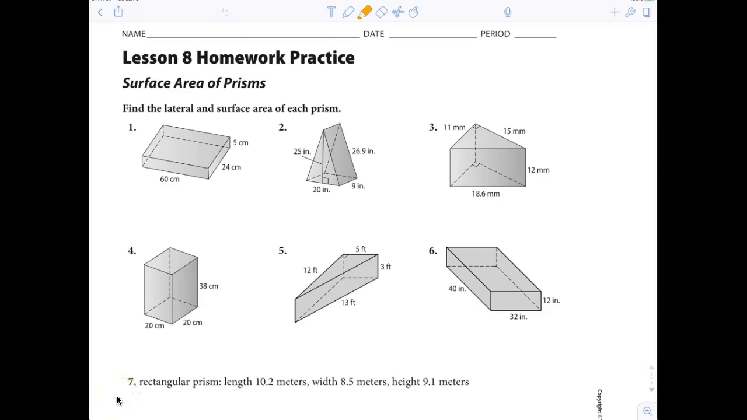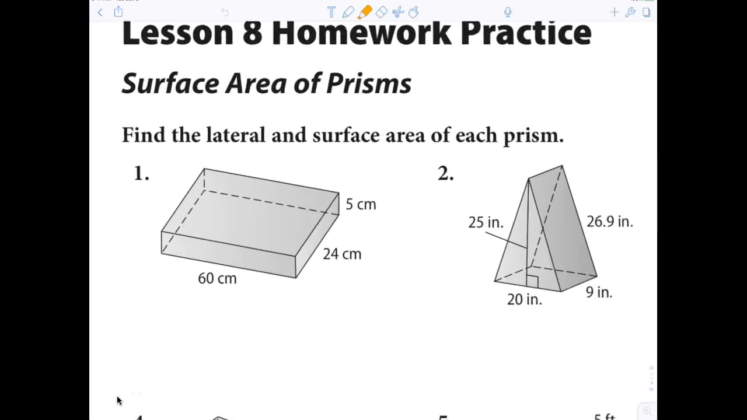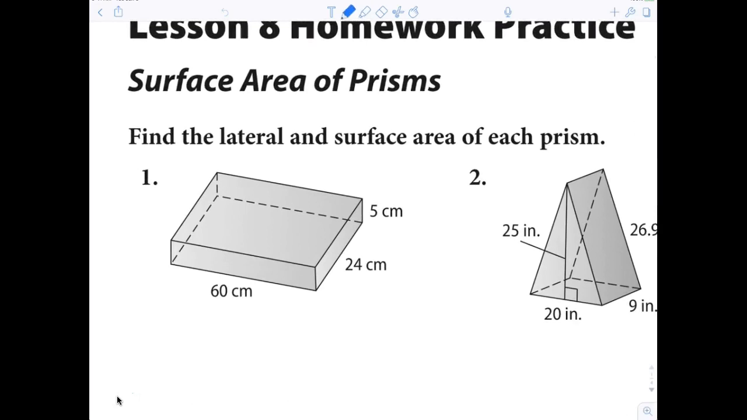All right. So it says, find the lateral area and surface area of each prism. I want everybody to underline lateral, and under lateral, I just want you to put sides. So if I ask you to find the lateral area of this room, you would just tell me the area of all the walls. Is everybody with me? It'd be the area of all the walls.